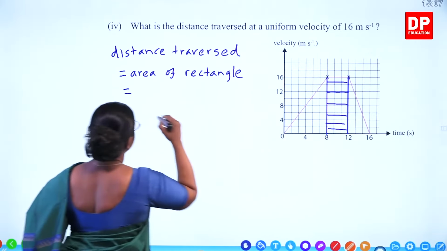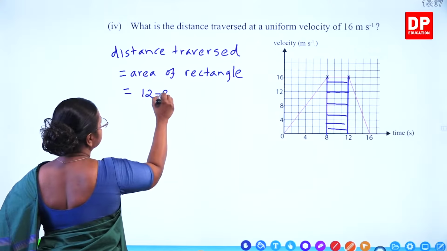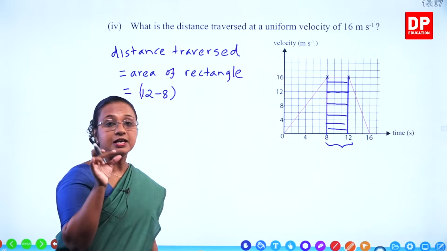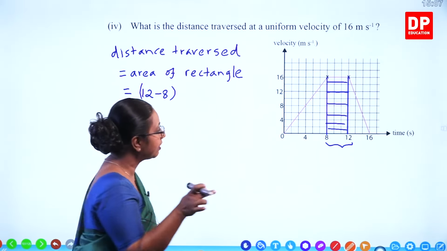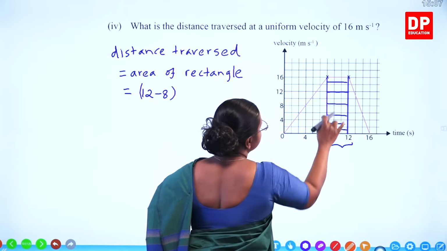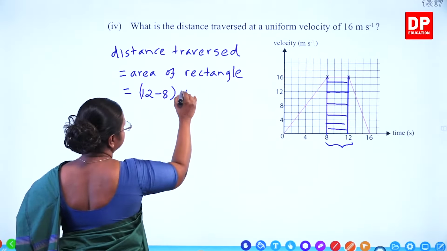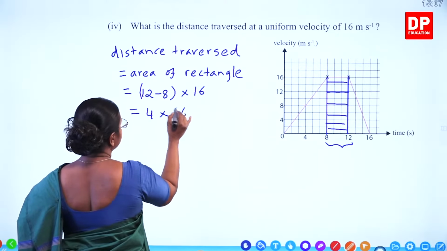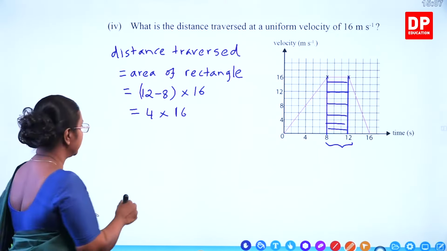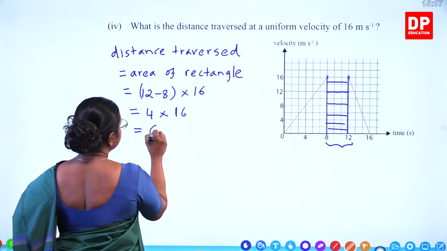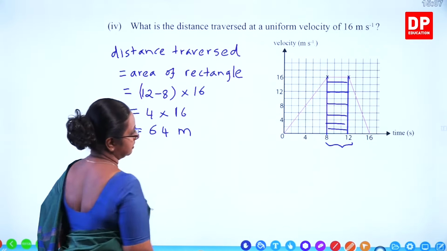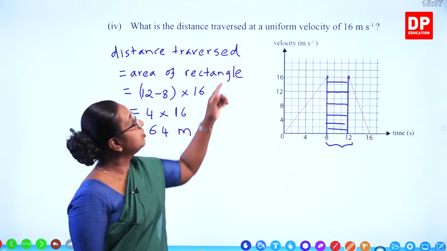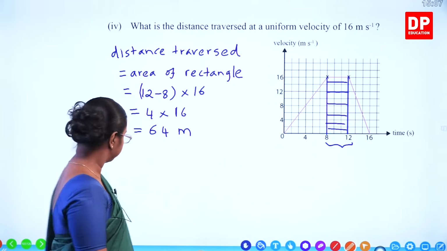12 minus 8, that is this part of the graph. You have to calculate the difference, only the length of this rectangle, and this part is 16. So 4 into 16, 12 minus 8, 4 into 16 is going to be 64 meters. So that is the distance traversed with uniform velocity.